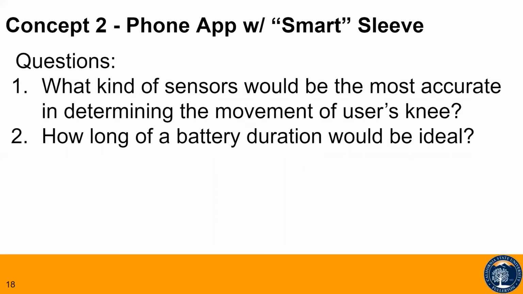Okay, so these are some questions I have in mind. The first one is, what kind of sensors would be most accurate in determining the movement of the user's knee? And secondly, how long of a battery duration would be ideal?